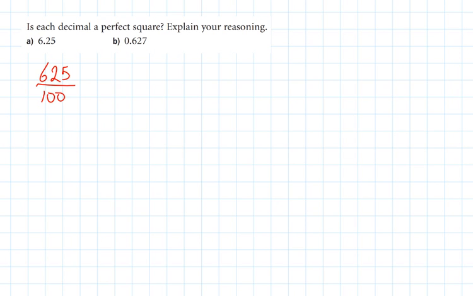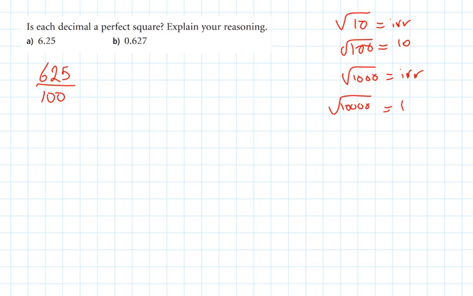So if you look at 10, the square root of 10 is irrational or not a rational number. Square root of 100 is 10. Square root of 1000, if you use a calculator, that's also not going to be a rational number, the square root of 10,000 is 100. So that is a hint on what you need to use to solve these problems.